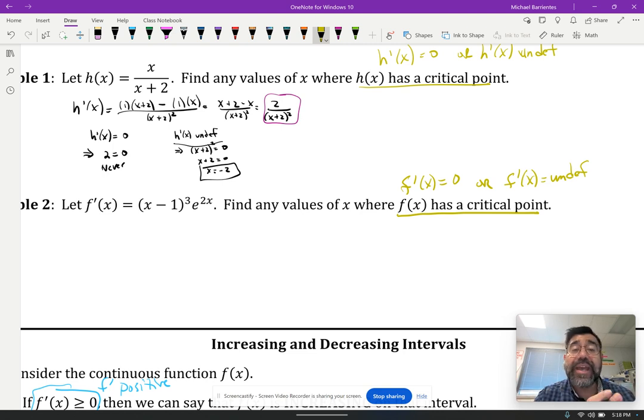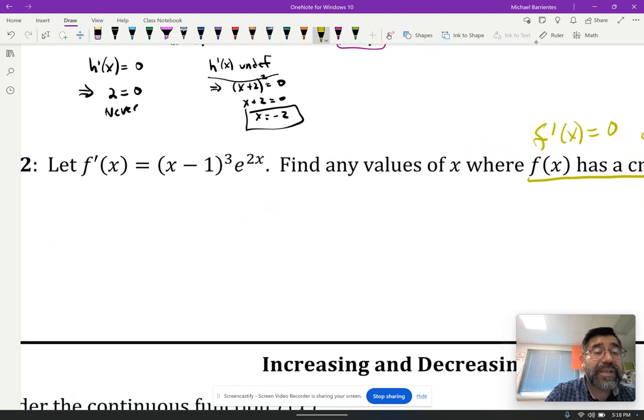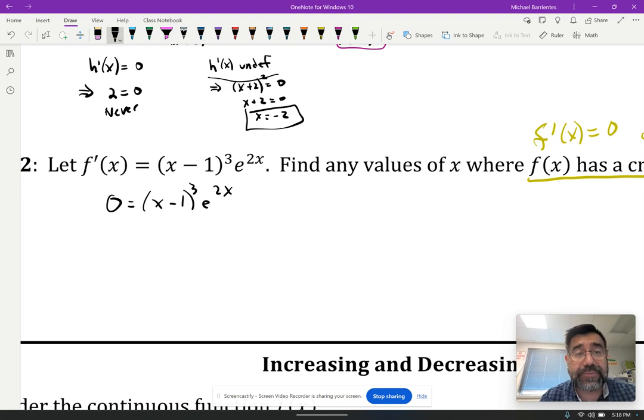But they don't give me f of x. They give me f prime of x. So I don't need to take the derivative. I already have the derivative of the function whose critical point I'm looking for. So therefore, I'm going to take my derivative and set it equal to 0. And now the question is, when is that equal to 0?